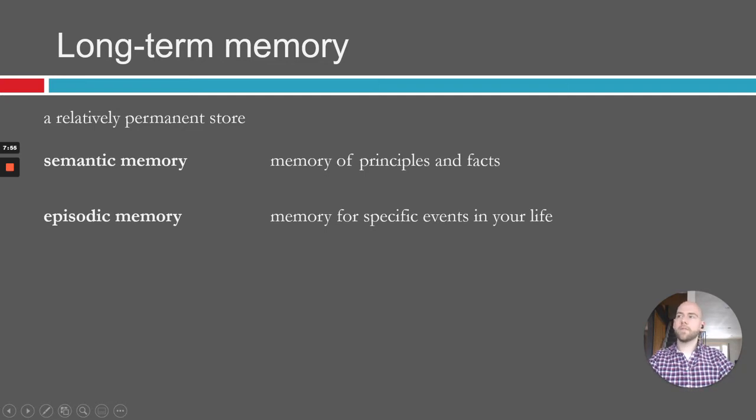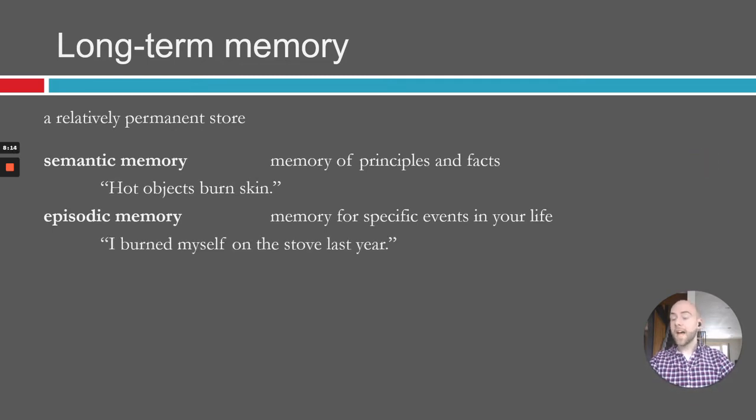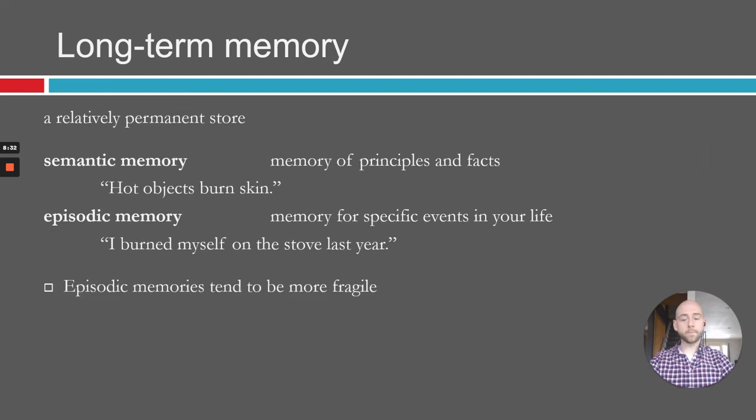So using a similar example, a semantic memory might be that hot objects burn skin. You know intellectually that anything that's hot, if it's hot enough, is going to burn skin, right? So that is semantic. It's a fact. It's a principle about hot things. An episodic memory might be you thinking about a specific time you burned yourself on the stove last year. That is an event from your life. It's related to that semantic memory, but it's also separate because it's about something that happened to you, not just an abstract idea.